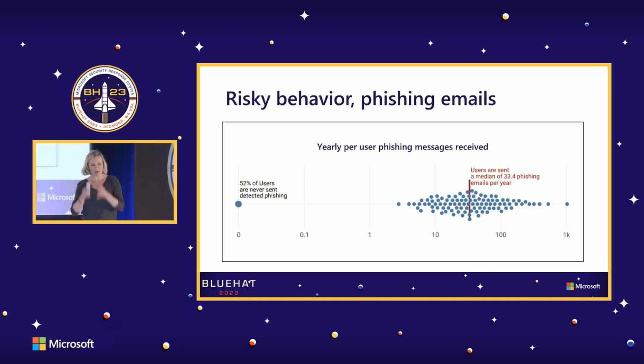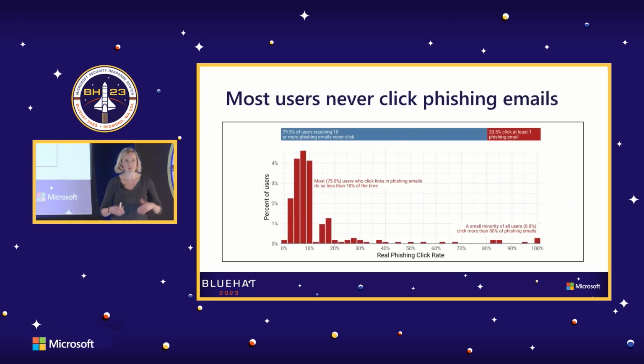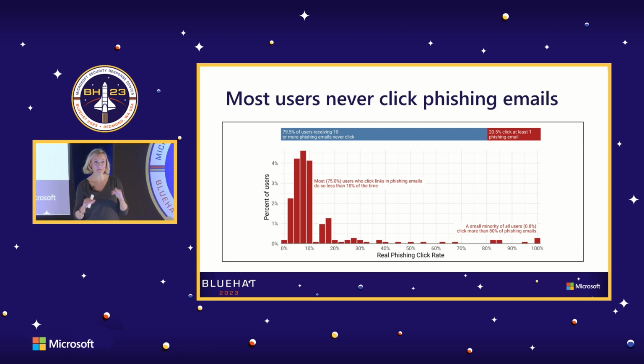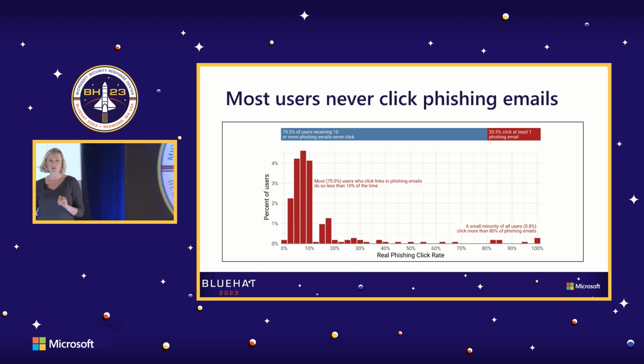If we unpack the population that is getting phishing emails, I want to bring your attention to the blue and the red bar at the top, right? Of employees and users who receive 10 or more phishing emails, 80% of them never click it. These are awesome people, right? These are people who are getting real attacks and never click it. So this is another place where we're dividing the population. But on the right-hand side, we're seeing about 21% are clicking at least one phishing email.